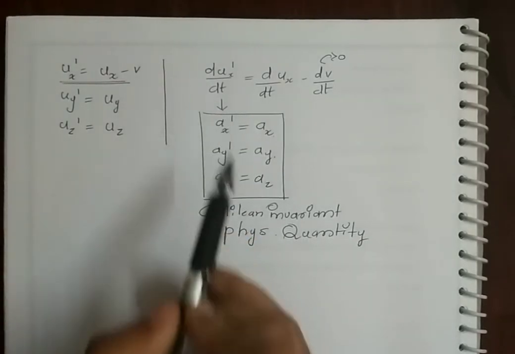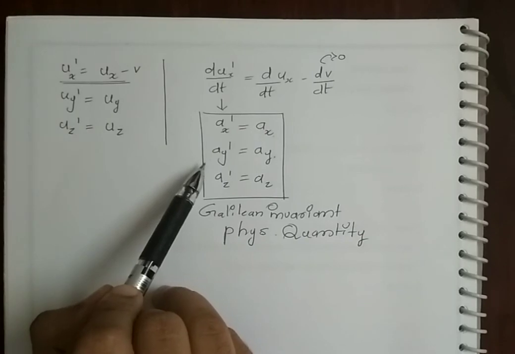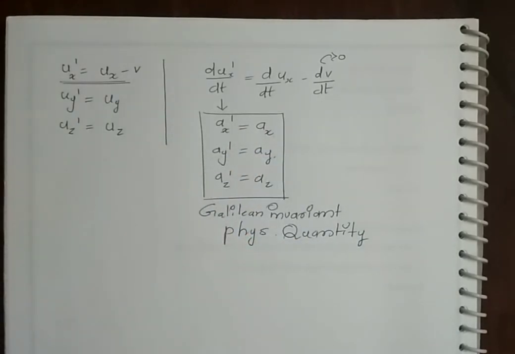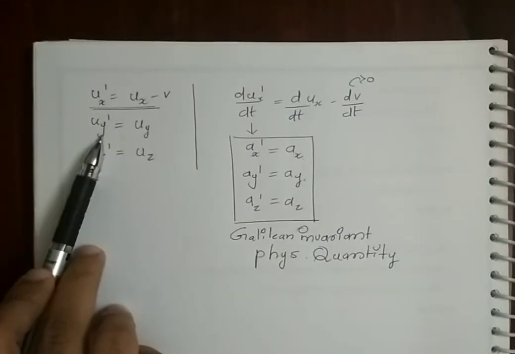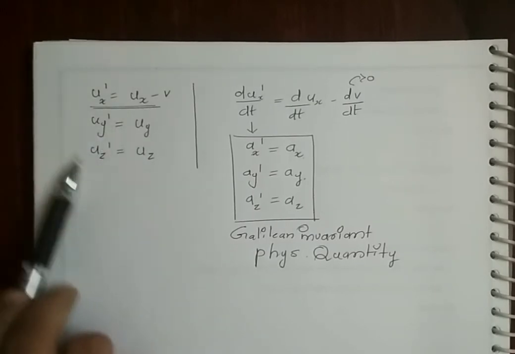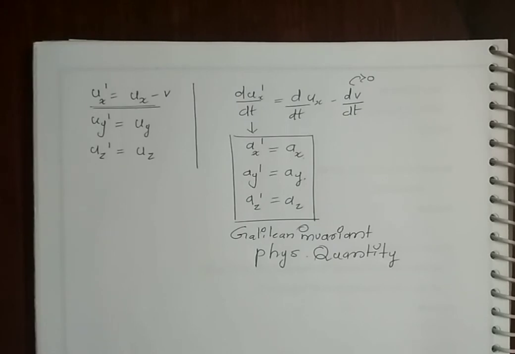That means when observed from the S prime frame as well as the S frame, we can see that the accelerations are the same. Similarly, there are other physical quantities which remain invariant. For example, uy prime is equal to uy, uz prime is equal to uz. So these velocities are also Galilean invariant physical quantities.